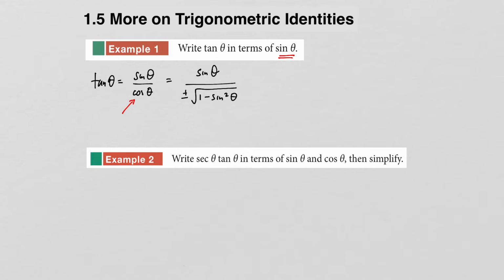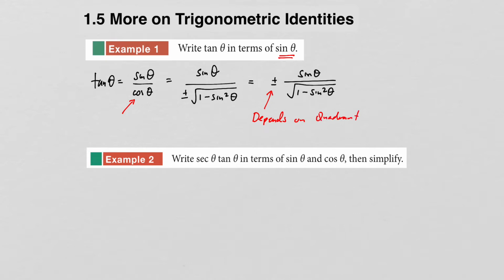And so in the end, we can rewrite this as plus or minus sine of theta over the square root of 1 minus sine squared of theta. And notice now that we have expressed the tangent function in terms of the sine function alone. Also keep in mind that plus or minus here does not actually mean positive or negative. The plus or minus is dependent on the quadrant, right? So we need to remember that this depends on the quadrant.